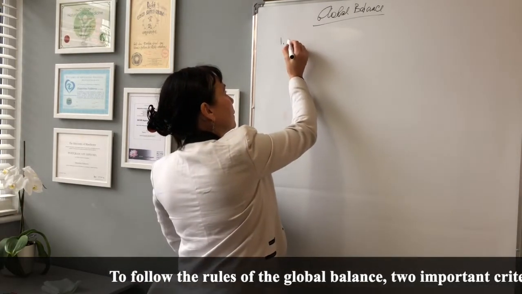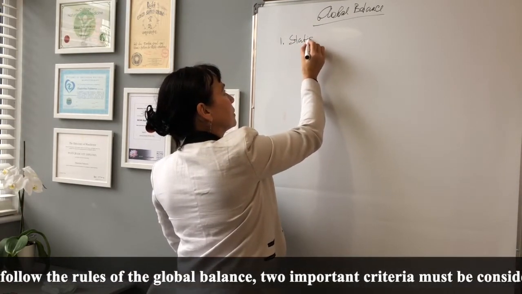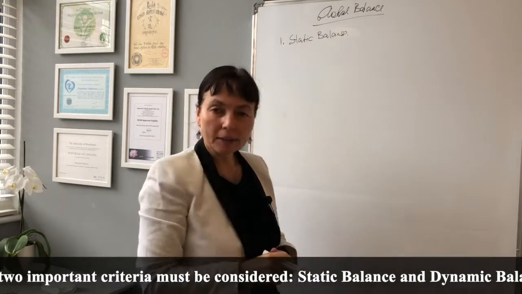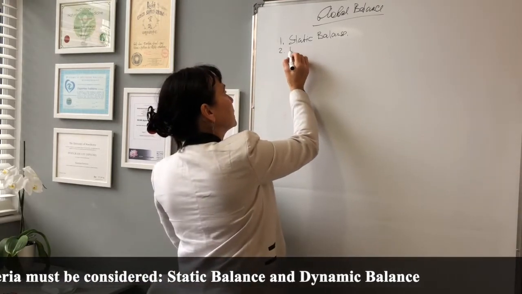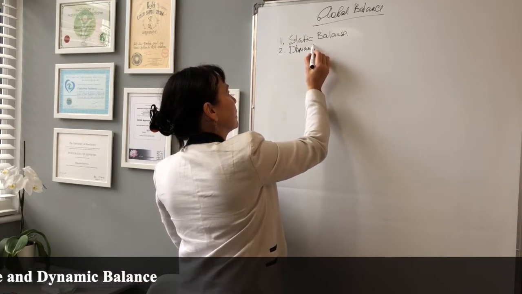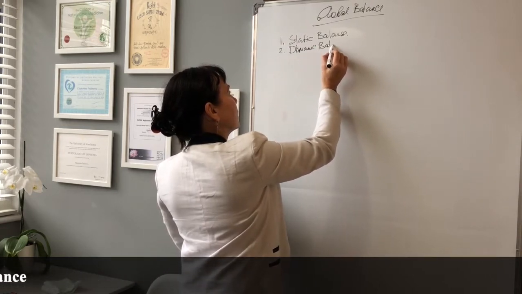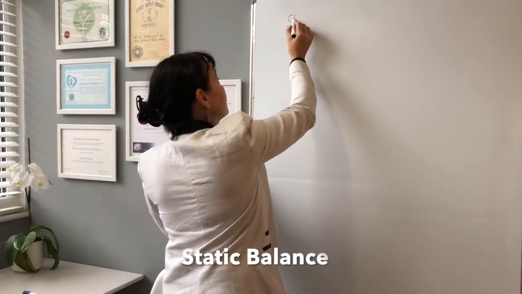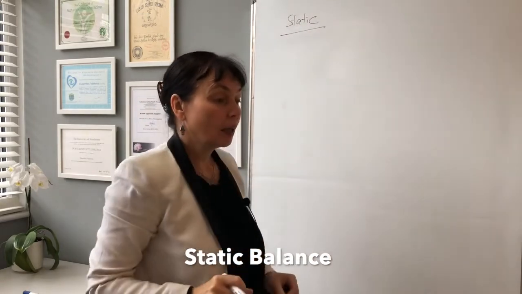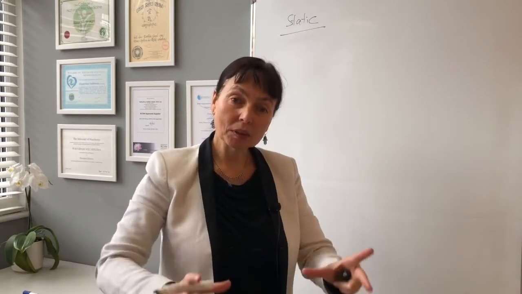Number one is static balance. And number two is dynamic balance. What is the static balance? Static balance is when we choose one of the four stable structures.